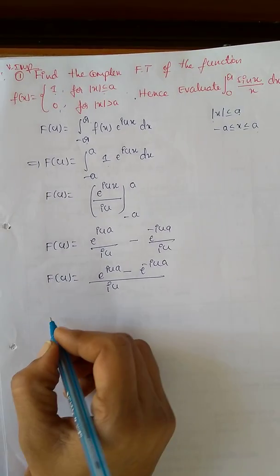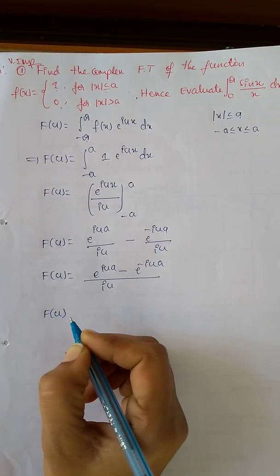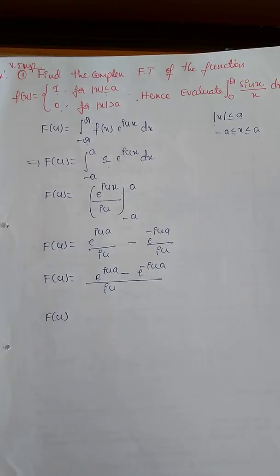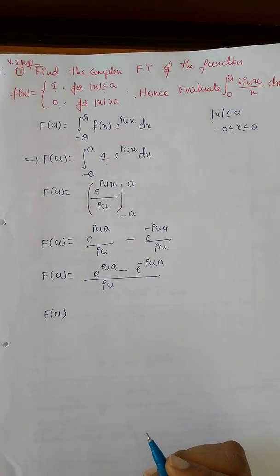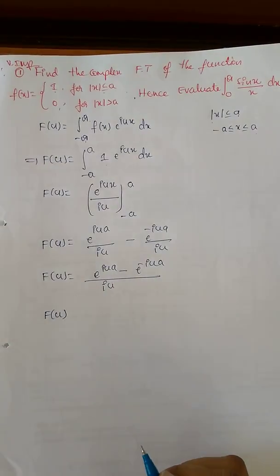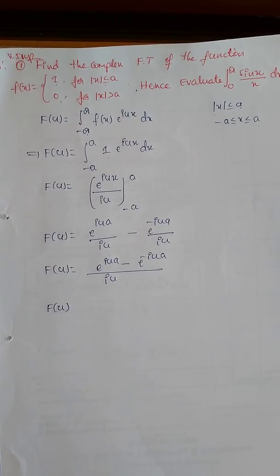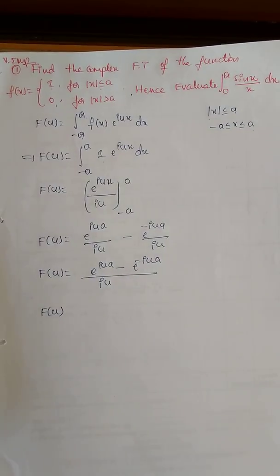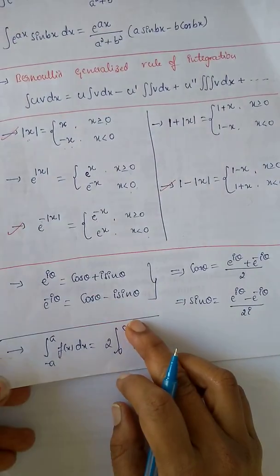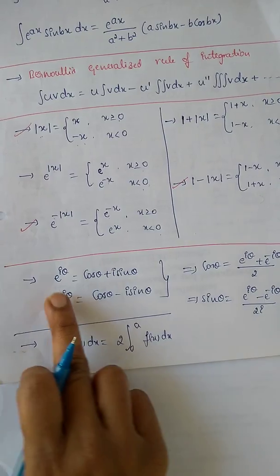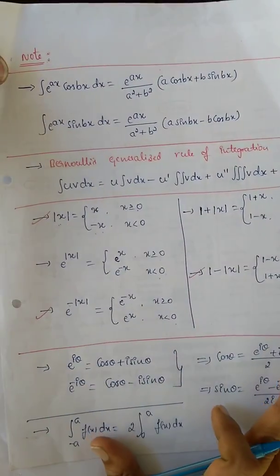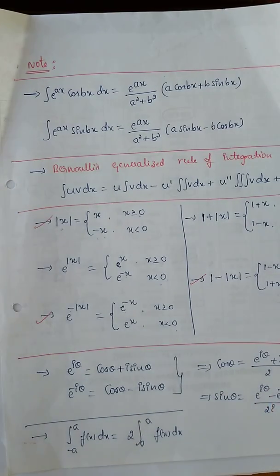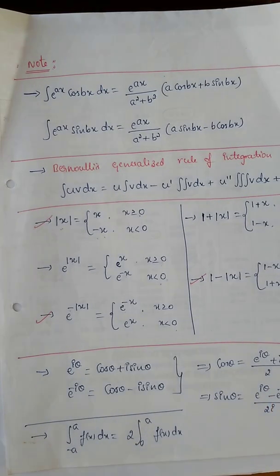So this we can write as f of u equal to, and further we have to simplify. In the note I have given e to the power of i theta and e to the power of minus i theta. These are the important notes. Okay, these formulas we are going to use in the Fourier transform problems.